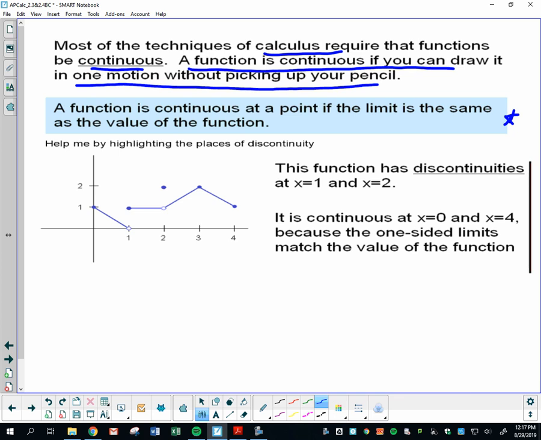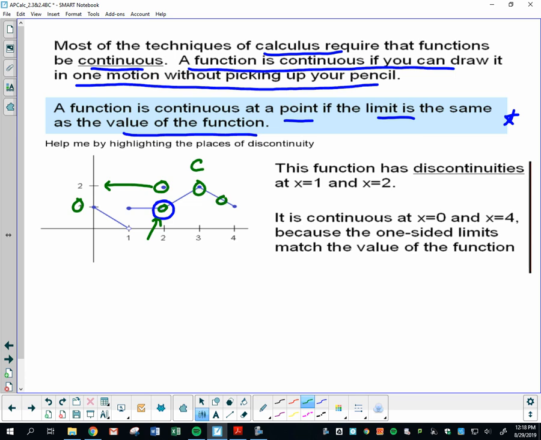A function is continuous at a certain spot or point if the limit is the same value as that of the function. So I'll give you an example. Right here, this function is not continuous at this point in time because the limit approaches 1, yet the function is at 2.